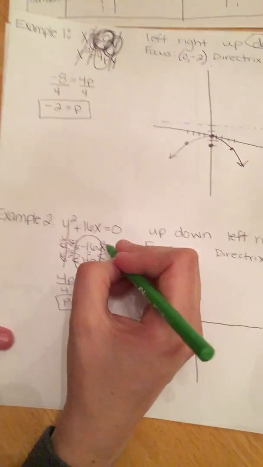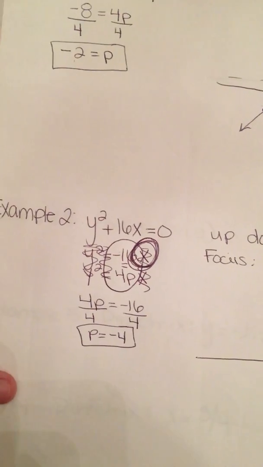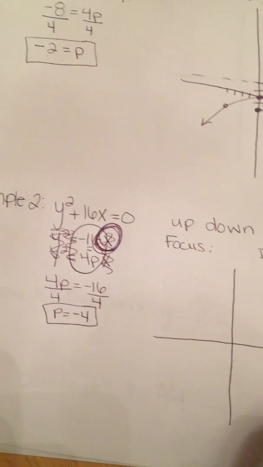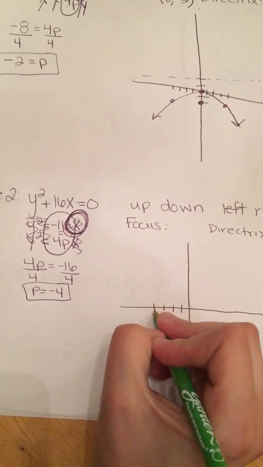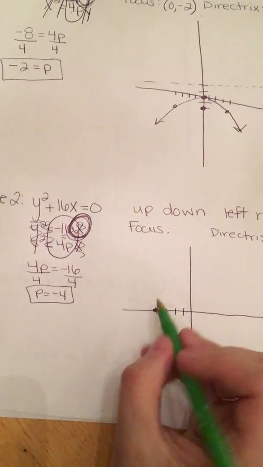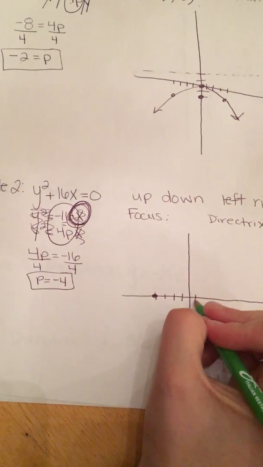You refer back to that last variable. And that last variable was x. So I'm going to move along the x-axis at negative 4. So that's the focus. Where's the directrix? It's just the opposite direction. So I can go positive 4.